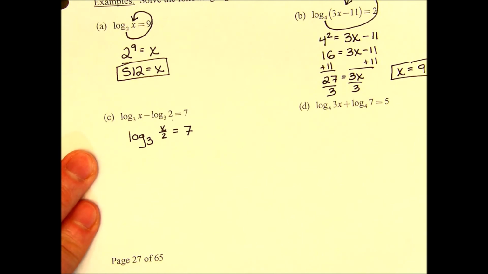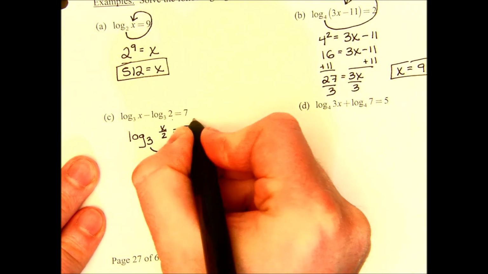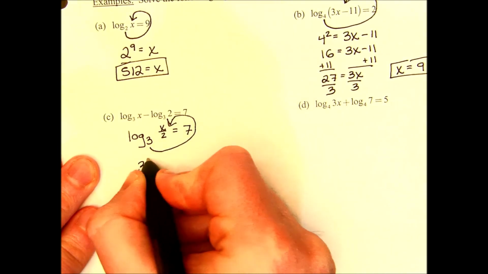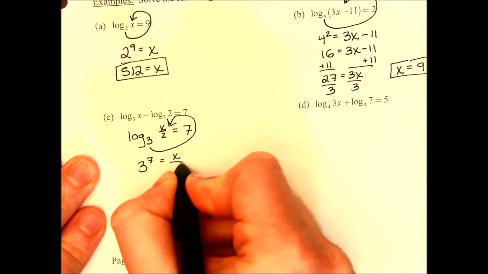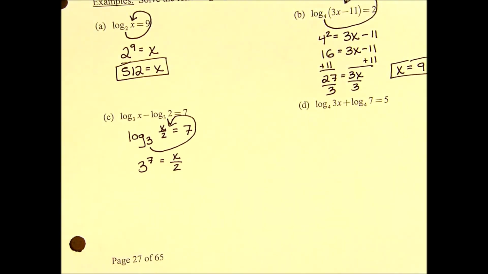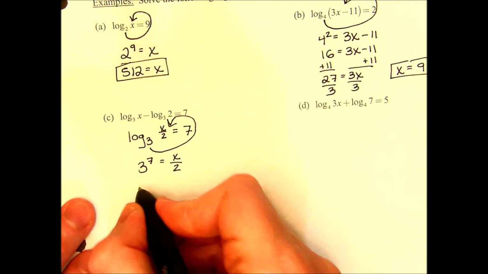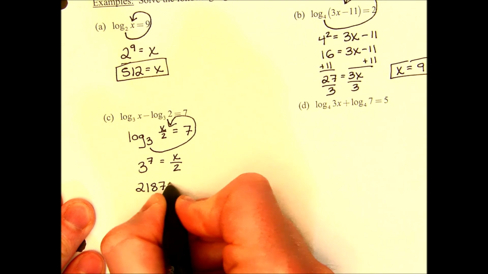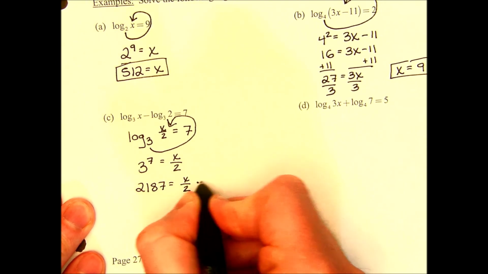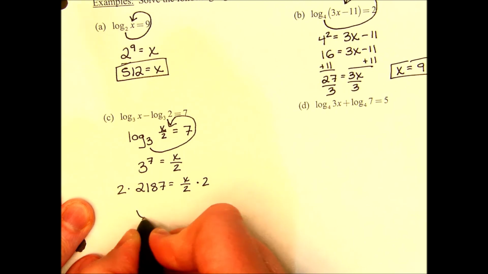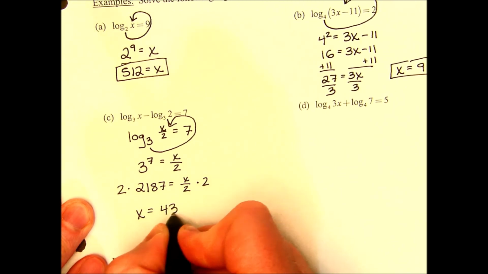Now I have a single logarithm. Now I can proceed the way I did in A and B. Actually, you take a moment, see if you can solve this. You should get the exponential equation 3 to the 7th equals x over 2. Well, that's 2,187 equals x over 2. Get rid of the divide by 2 by multiplying both sides by 2, and x is going to end up equaling 4,374.